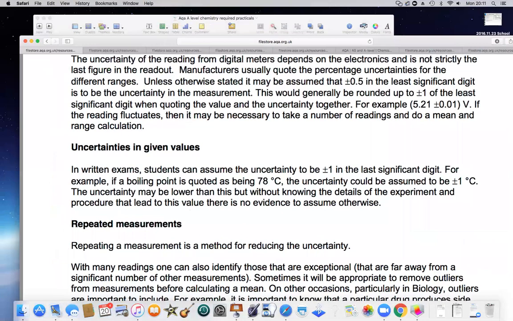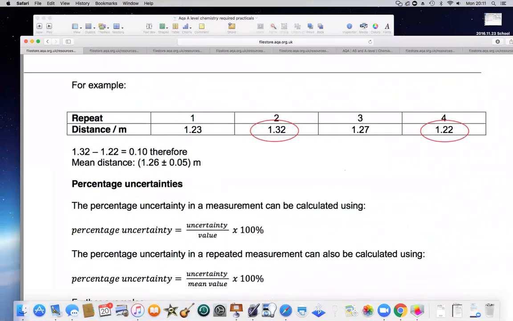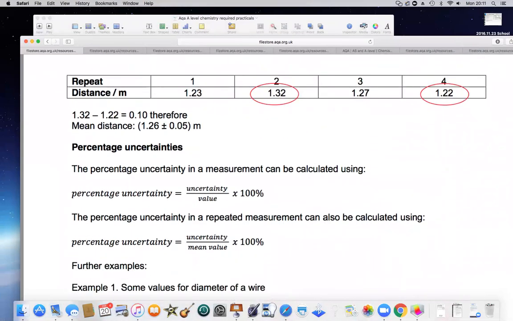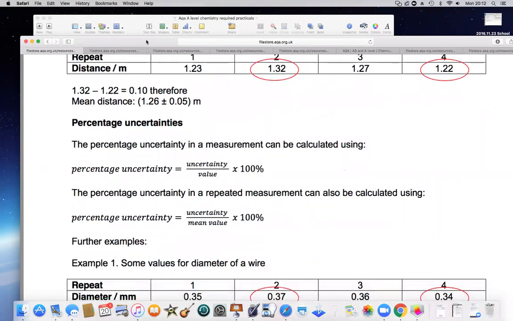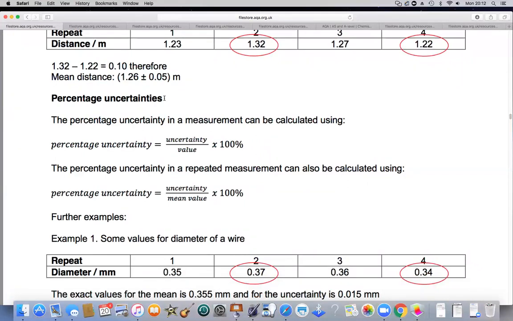Let's have a look. So they give an example here where if you use the average of two values, say 1.22 and 1.32, the uncertainty between the two is 0.1. So they're given an uncertainty in that example of 0.05. If that is bigger than the uncertainty of the equipment for each reading, then that's the value that you are meant to take. Now, actually, I don't expect you to have to deal with anything quite that complicated, so I don't think you have to worry about it too much.